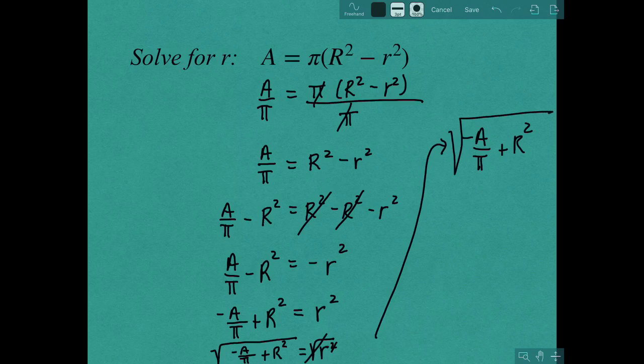And someone might choose to write it this way, with the r squared first, minus a over pi. That's probably better form, because we have the squared first, and we're subtracting after. As long as you're isolating a variable and getting it by itself, I'm not going to expect just one way for it to be written.